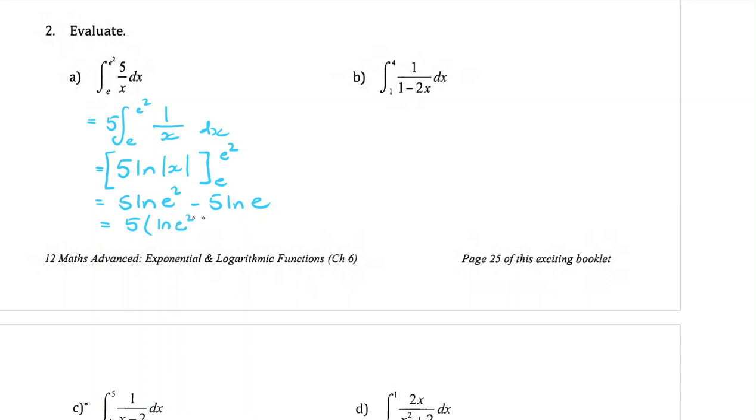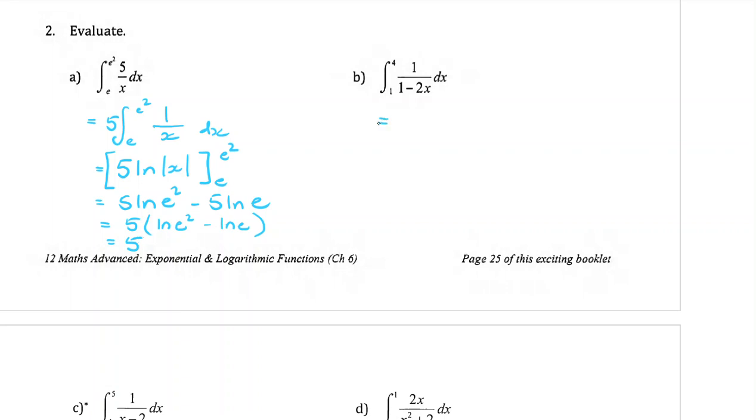Ln of e squared minus ln of e. All right. What's ln of e? E to the power of what gives e? 1. So that's equal to 1. What is this one equal to? 2. So this is 2 minus 1. So that whole bracket's just equal to 1. So the answer is 5. And that's it. All right, question B.